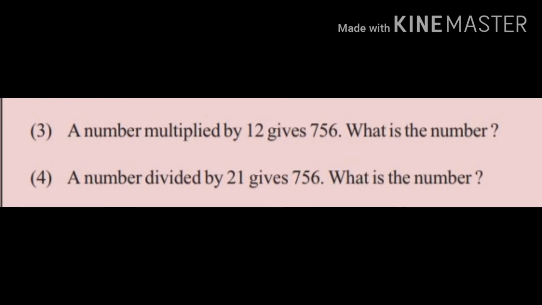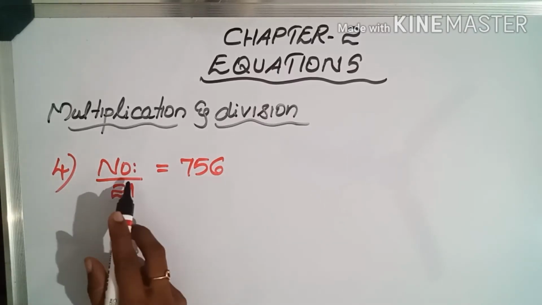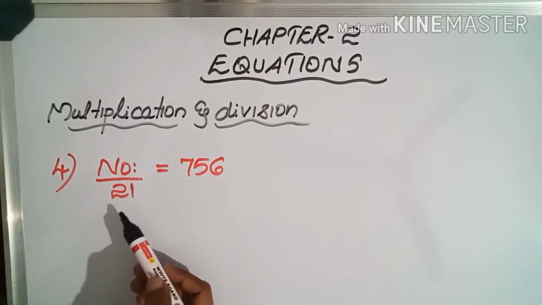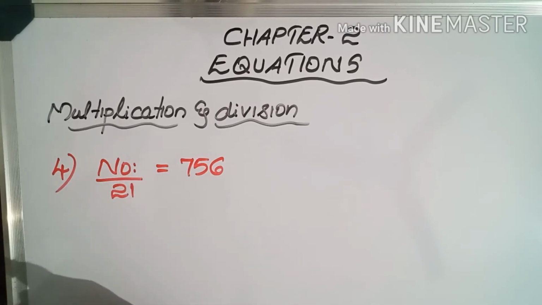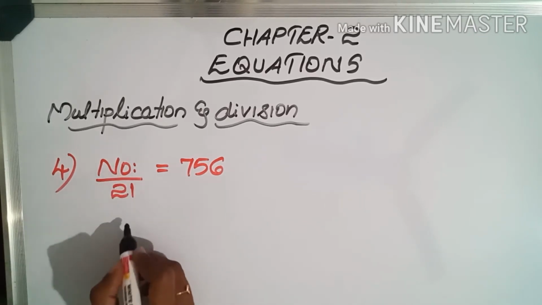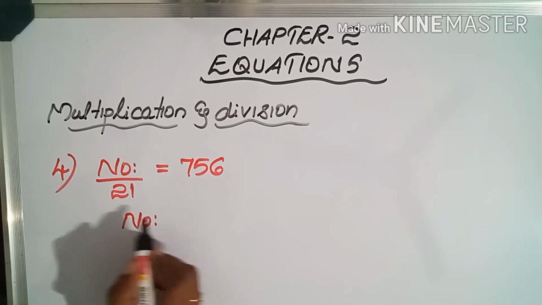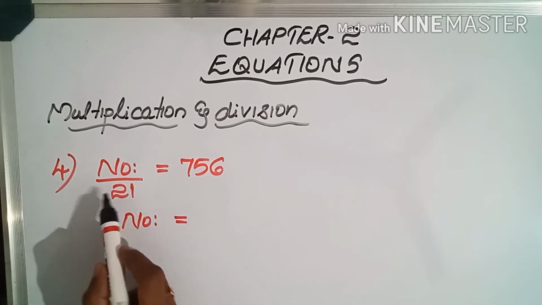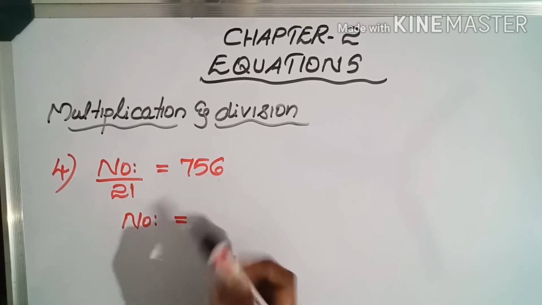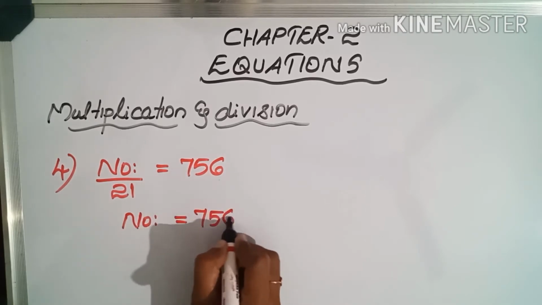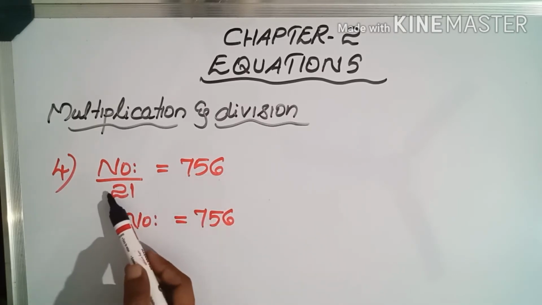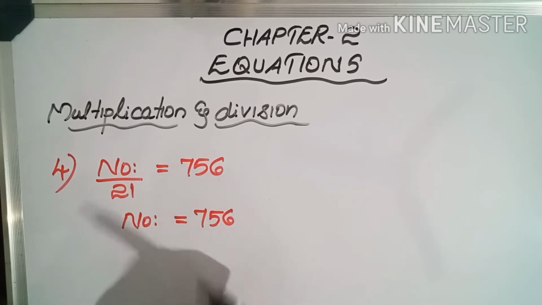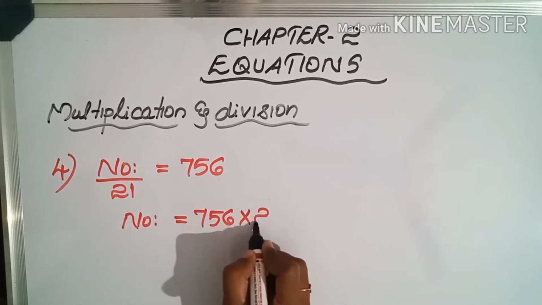Question number 4. A number divided by 21 gives 756. What is the number? This question we can write like this. A number divided by 21 gives 756 as the answer. Then what will be the number? Okay. Now here also keep only the number here. Okay, the number we need to find. Let's keep that number here, and divided by 21 we need to take to this side. Okay, so already 756 is here. In addition to that, by 21 we need to convert here. So divided by 21 comes to this side, it will be into 21.